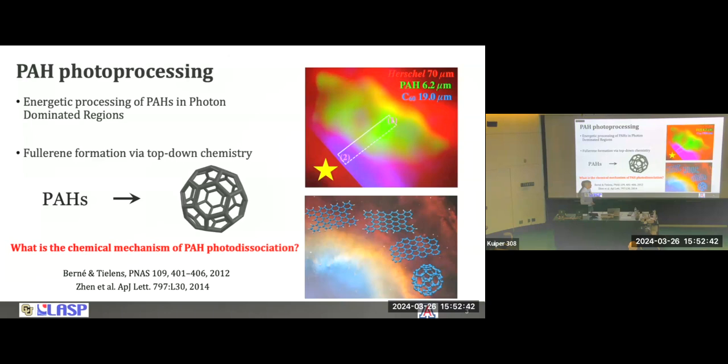So what we are interested in is exactly understanding what the underlying isomerization mechanisms are that drive the formation of these PAH derivatives, or these fullerene-like species.